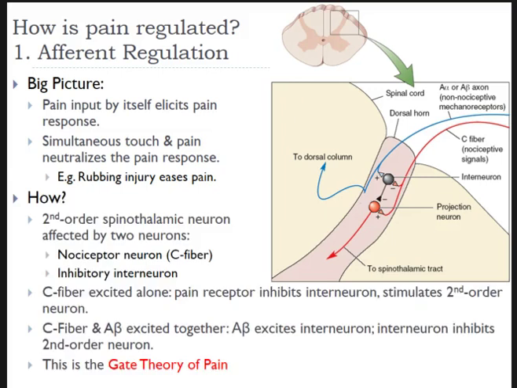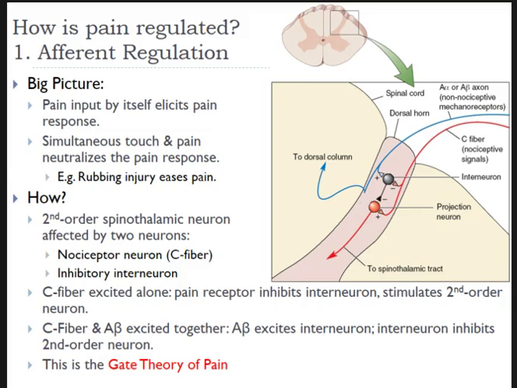Here is a way that it works. This is often called the gate theory of pain. What they're depicting here is the edge of the spinal cord. This big picture is a blown-up version of this little box up here. So here's the spinal cord. This would be the dorsal horn of gray matter. So this is the spinothalamic pathway, basically.